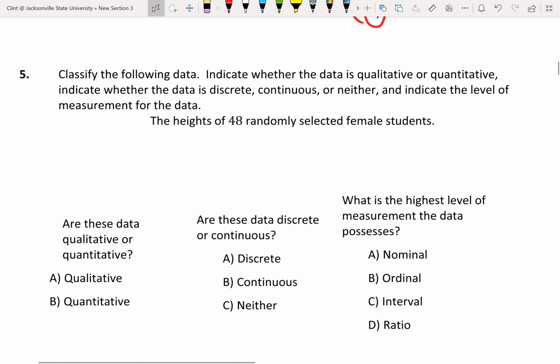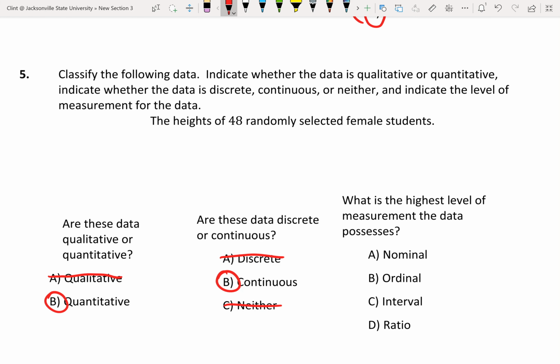And here's another similar one. This time we've got the heights of 48 randomly selected female students. Okay. Well, if we want to get height, we would measure that. So again, this would be quantitative. And since it's quantitative, we can decide if it's discrete or continuous. And it makes sense to say someone is 64 inches tall or 64.12 inches tall. You can be as precise as you want to be, and it's a measurement. So this is continuous data.